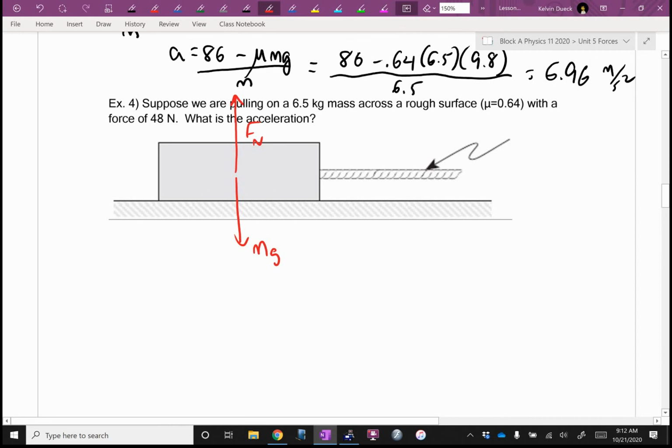Mr. Dewitt, why can't I just assume that the normal force equals mg? Because I'm giving you simple questions right now. Later on in this lesson, we'll ask, what if the normal force doesn't equal mg? Okay. What else? Oh, there's an applied force, Deegan, pulling to the right. F applied. 48 newtons.